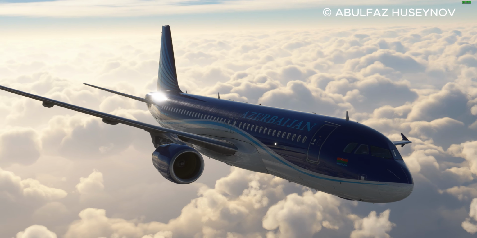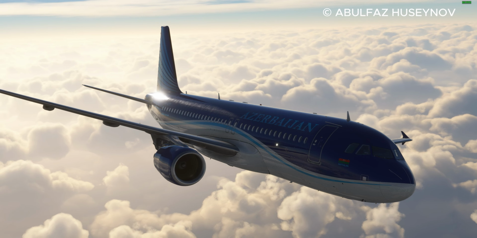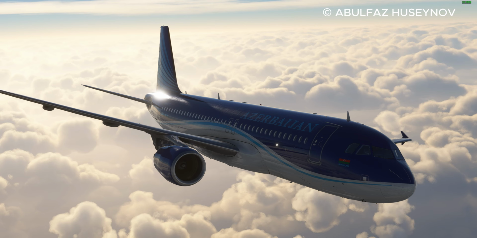Welcome aboard this comprehensive guide to the Airbus A320 electrical system. Today we'll explore the intricacies of how this aircraft is powered from takeoff to landing.